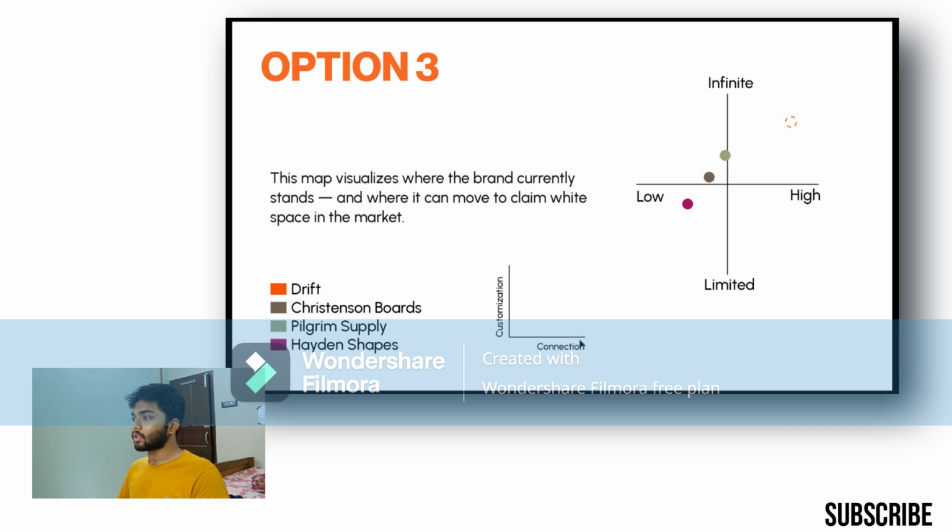And customization versus connection. Look, all the three brands don't provide much customization on custom surfboards. So Drift can overpass them and can stand out in this segment. Drift can provide more infinite customization options there, and it can build more connection than the others. So I think this position will be right for Drift.